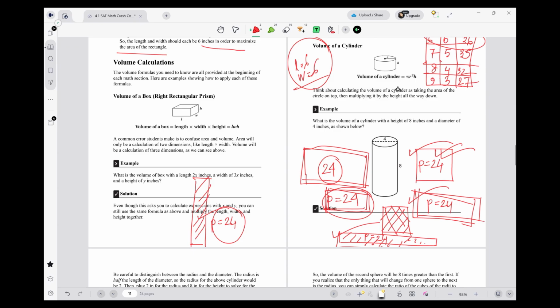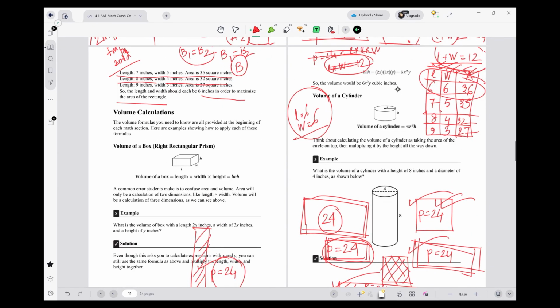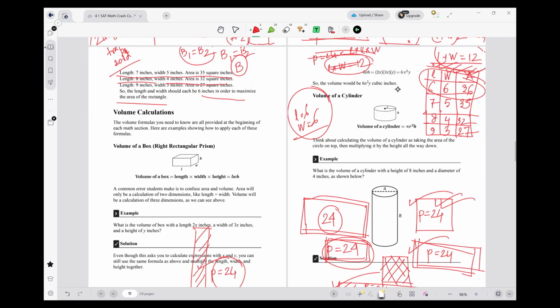So having the same perimeter doesn't necessarily mean that you have the maximum amount of area. You're going to get the maximum area only for a particular shape. Okay, I get it.